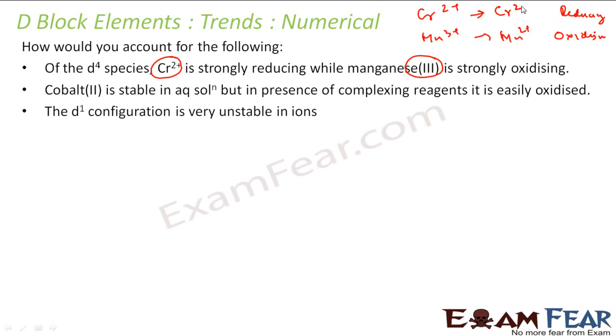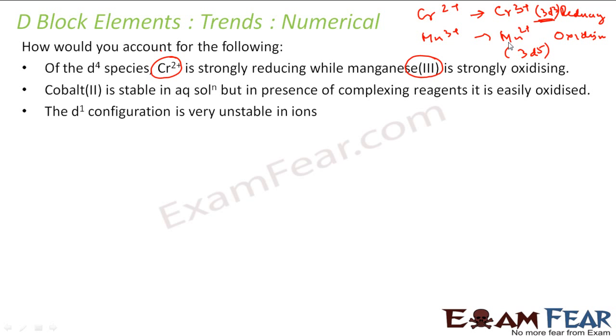If you see the electronic configuration of Cr3+, chromium with 3+, it is 3d3, and this is stable by t2g configuration. If you see the electronic configuration of Mn2+, it is 3d5, and this is also stable using the half-filled rule. Both these products are stable, and thus Cr2+ is reducing and Mn3+ is oxidizing.